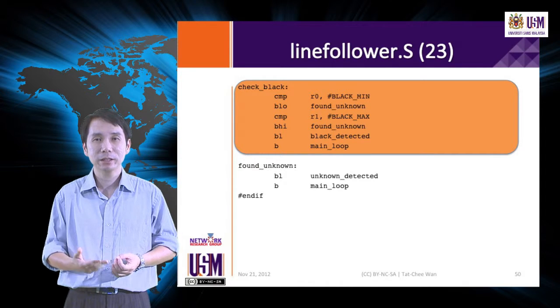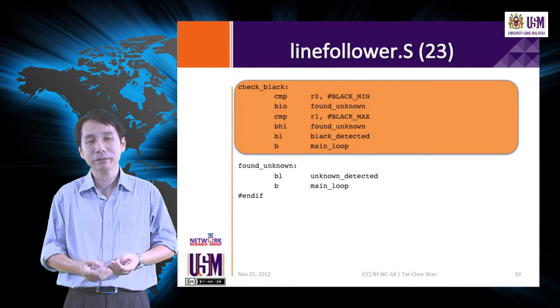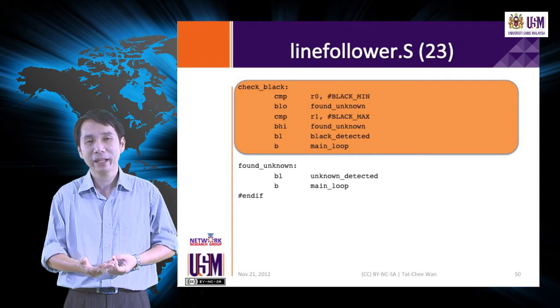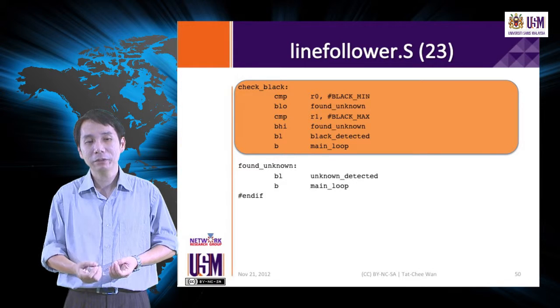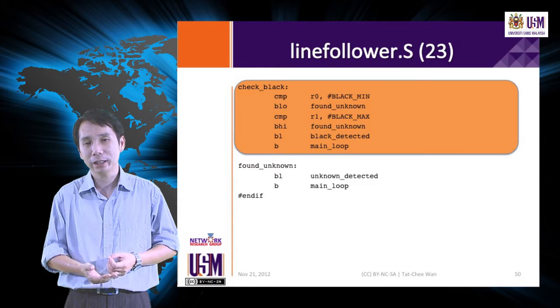Similarly, we check it against the range of values for black. We compare against black min and black max. If it exceeds the value of black max, then definitely we do not know what value it is and we mark it as an unknown value. Similarly, if it is less than black min and there's a gap between the edge max and black min, then we will again flag it as an unknown value. However, if it falls within the range, you will have detected a black light reading, and we will then move forward in a straight line using the black detected subroutine.